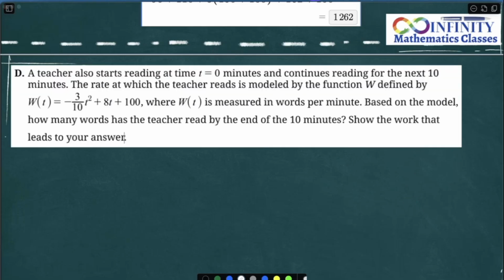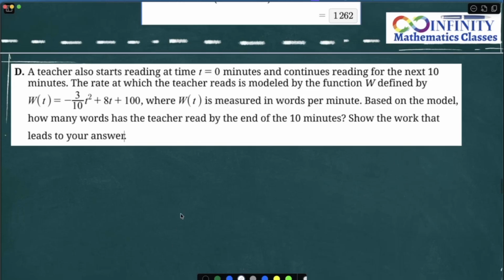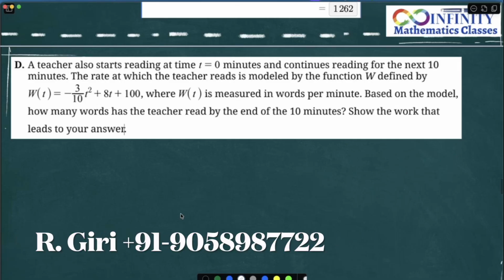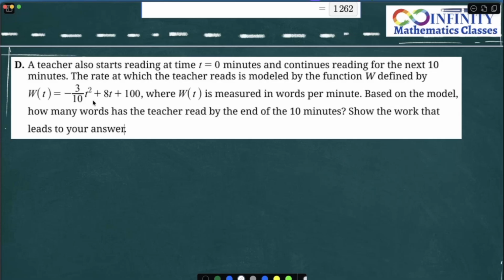A teacher starts reading at time t equals 0 minutes and continues reading for the next 10 minutes. The rate at which the teacher reads is modeled by W(t), measured in words per minute. Based on the model, how many words has the teacher read by the end of the 10 minutes? How many words read stands for: they're asking you to take the integral from 0 to 10 of W(t).